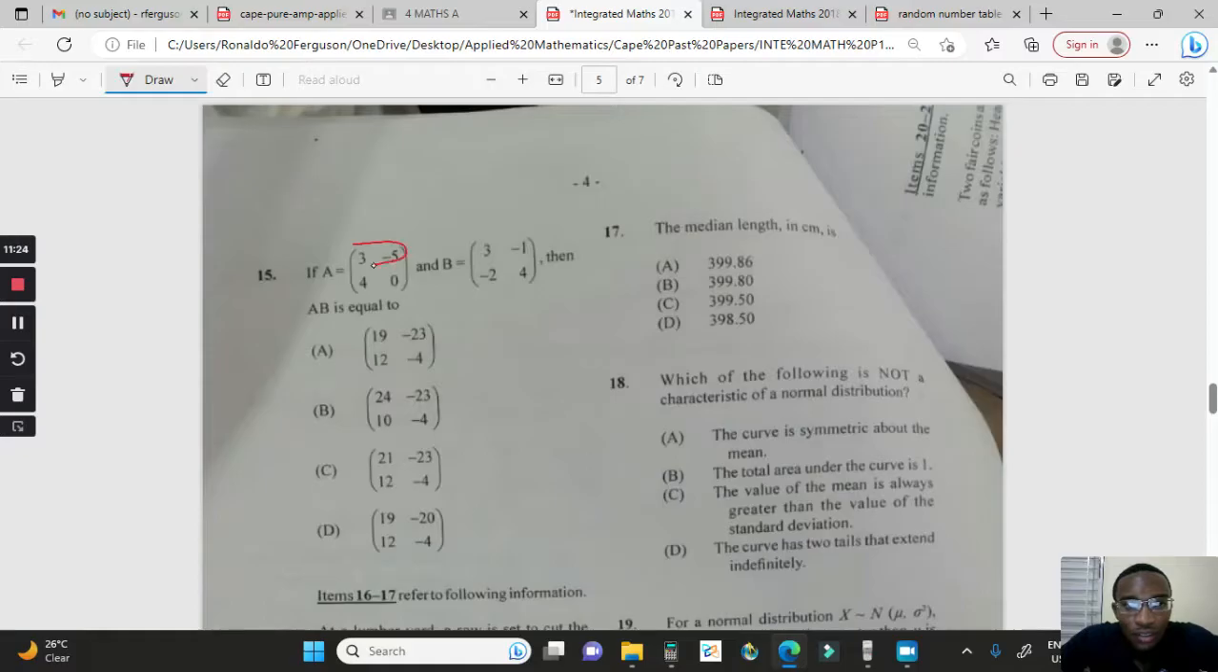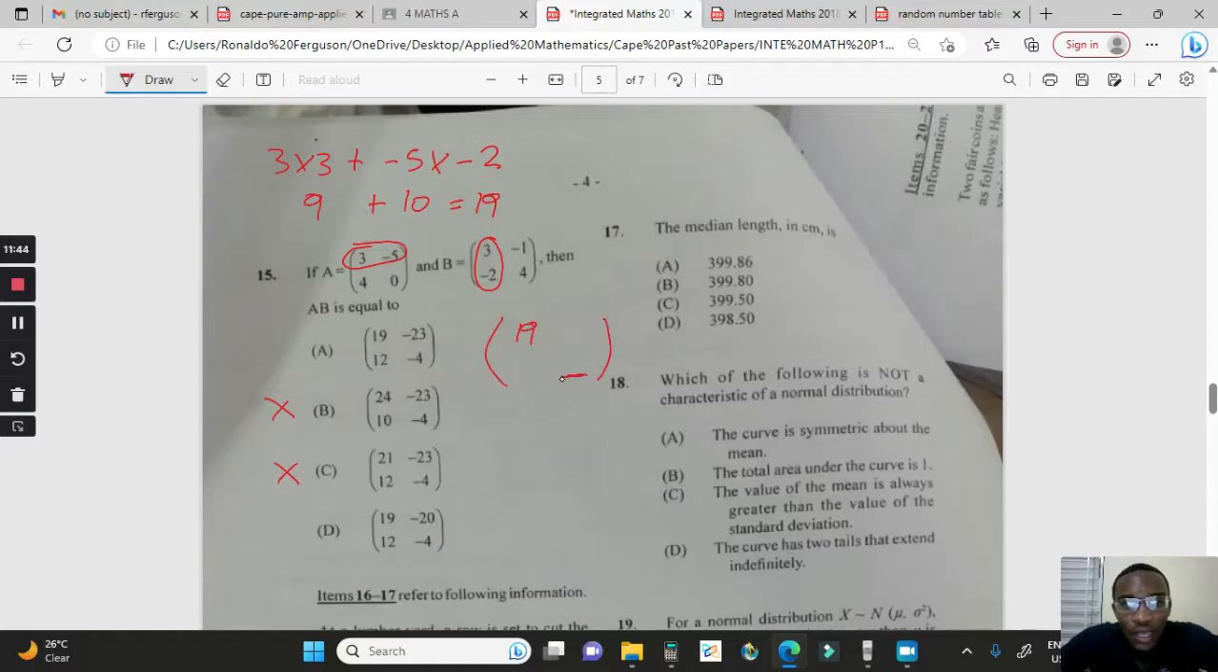So multiply the first element. So 3 times 3 plus negative 5 times negative 2. That's 9 plus 10, which is 19. Automatically B and C are out. That would be the first element.